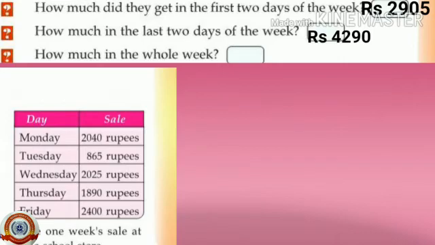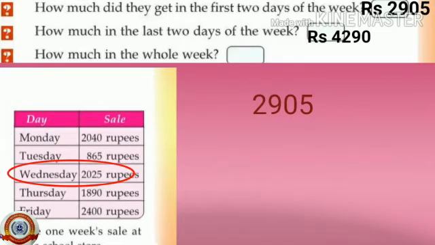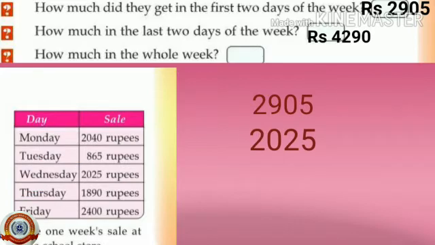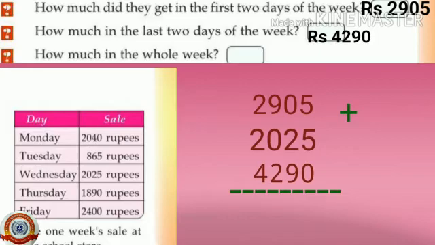How much did they get in the whole week? To find out that, let's add the amount they get in the whole week. Monday and Tuesday together, they get 2,905 rupees. Wednesday, they get 2,025 rupees. Thursday and Friday together, they get 4,290 rupees. Let's add this amount together. 2,905, 2,025 and 4,290. 5 plus 5, 10.